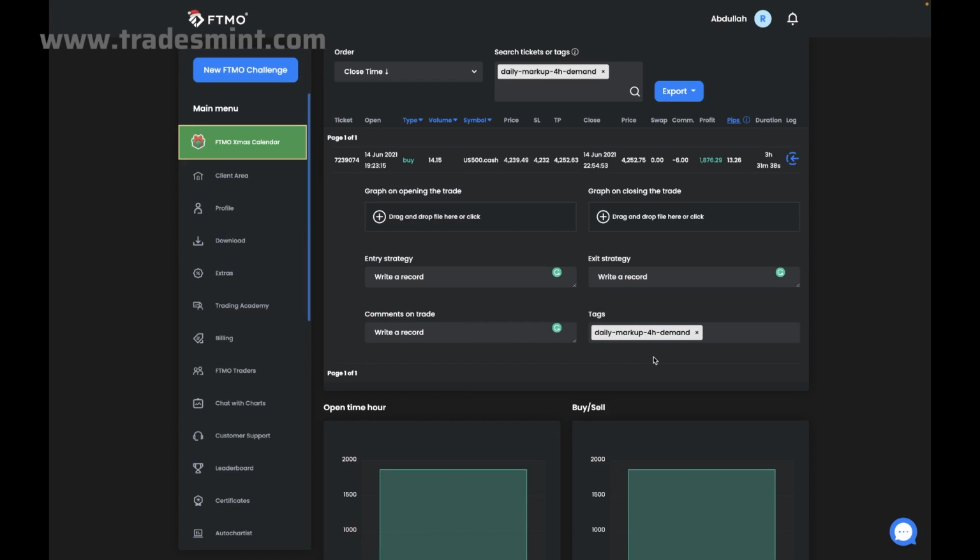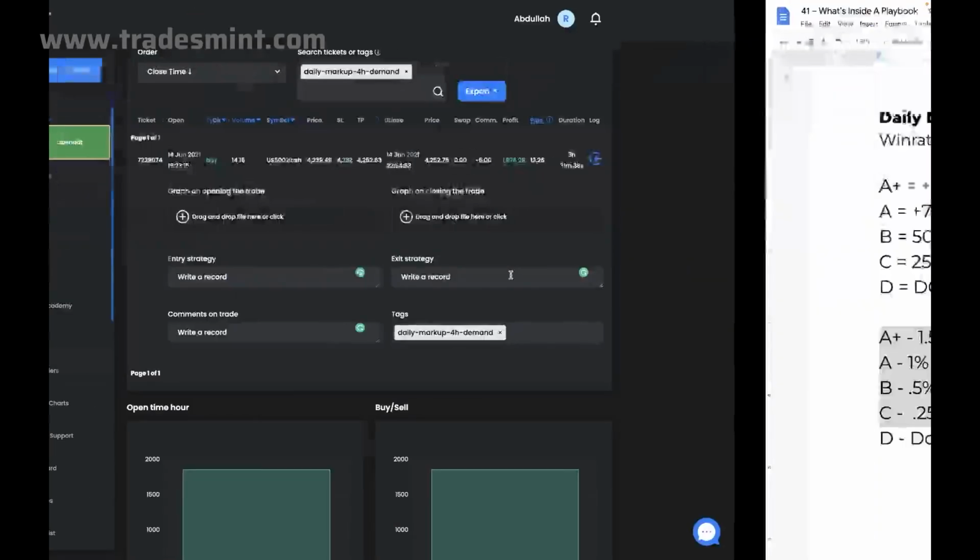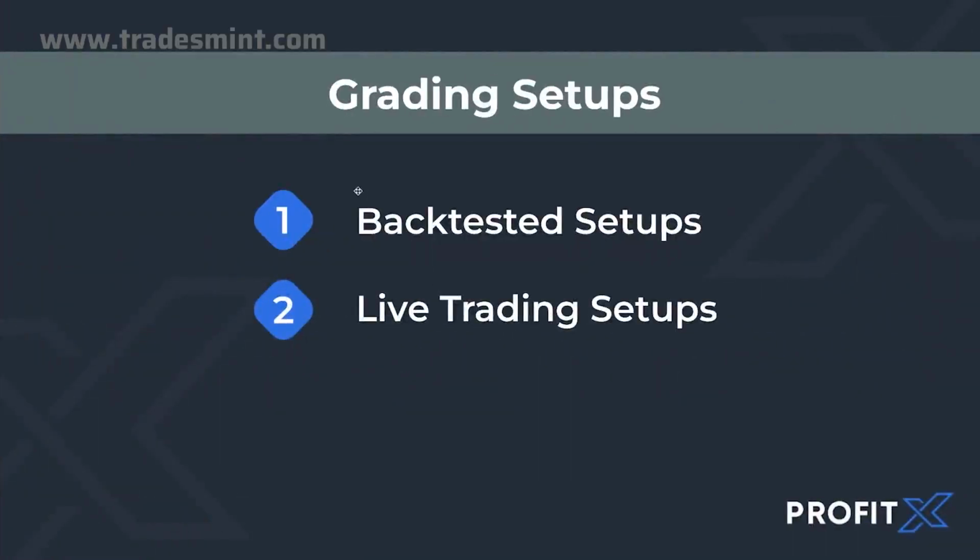So we had almost a total of 10K right here from different actual setups from the playbook, and these setups have proven profits. So there are levels to this. First off, number one, you'll have to back test your setups and give them grades. And then number two, once you start live trading, you can tag the setups to look and see what's going on in the live. You may notice also that it may not be the actual setup itself that's giving you an issue. It could be you.